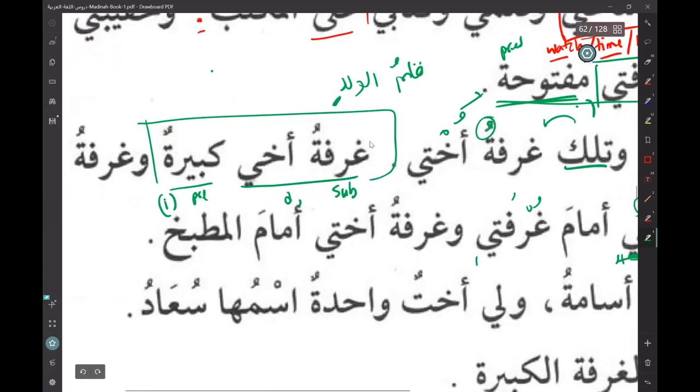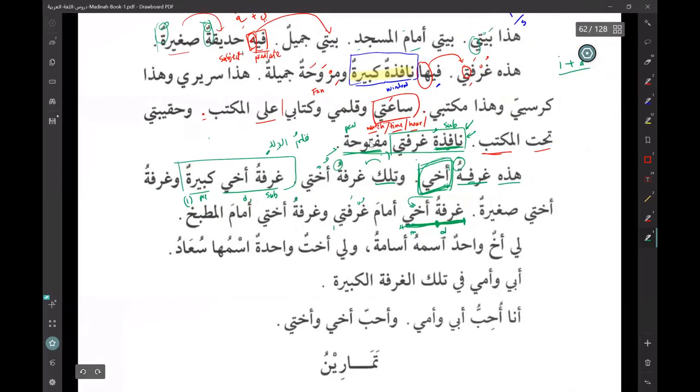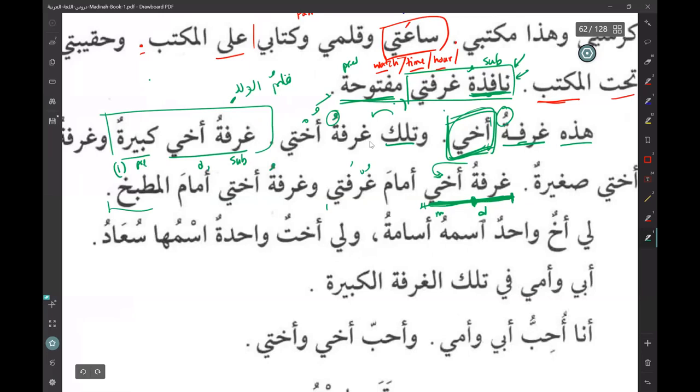And here the same thing is happening. Ghurfatu ukhti, and the room, see, we have one dhamma, so it's not indefinite. It's not ghurfatun, it's ghurfatu ukhti, the room of my sister, amam al-matbakh. Subhanallah, those biases, right? I'm laughing because these things are not true anymore these days. Subhanallah, the girls probably stay away from the kitchen. So my sister's room is in front of the kitchen. Now matbakh is kitchen, yes.